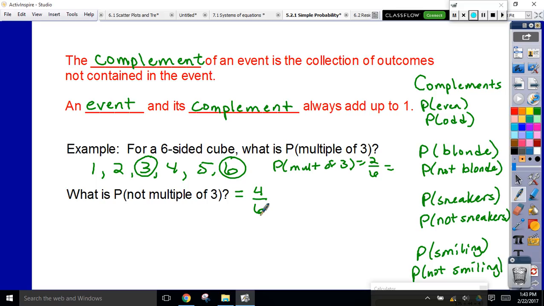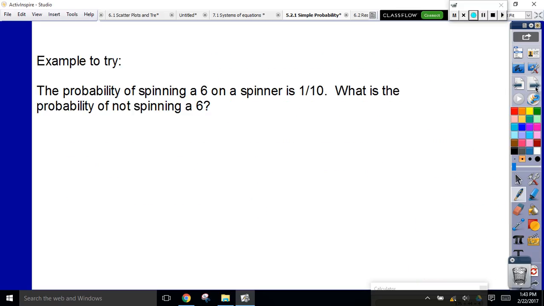Okay, let's look at the next example. If the probability of spinning a 6 on a spinner is 1 out of 10, what's the probability of not spinning a 6? If there's one 6, how many numbers are not 6? Sammy? Diana, just on a regular spinner, just casual. Okay. On the spinner, the probability is 1 out of 10.